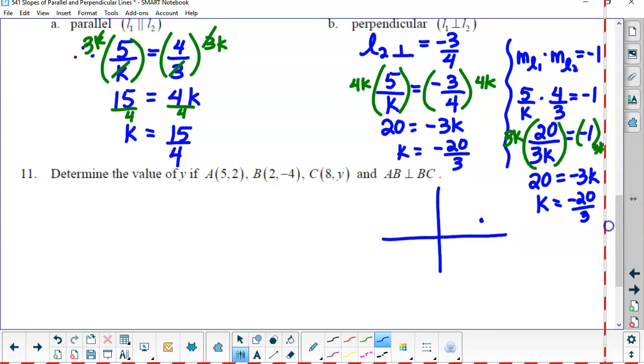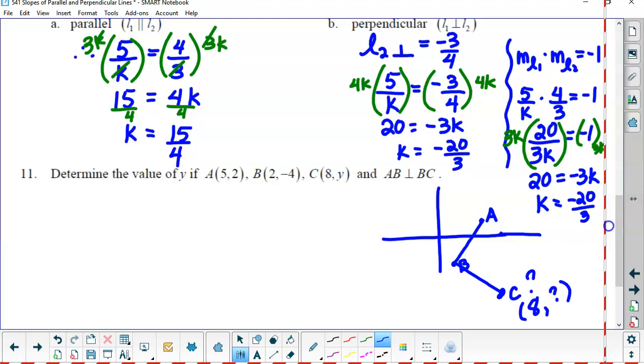So 5, 2 would be about here. 2, -4 would be about here. And C is 8, Y. We want AB to be perpendicular to BC. So if 8 would be kind of here, it's likely going to be down something like this. So it has coordinates 8, something.